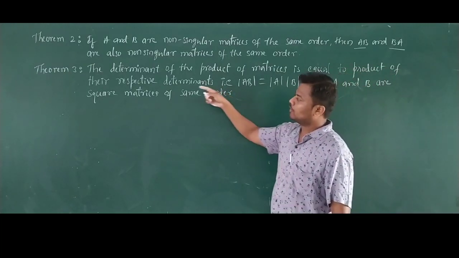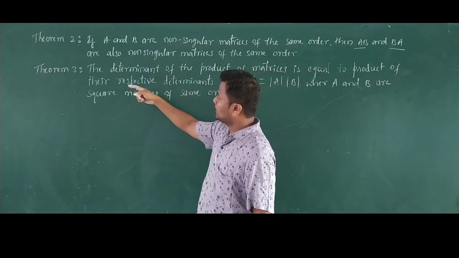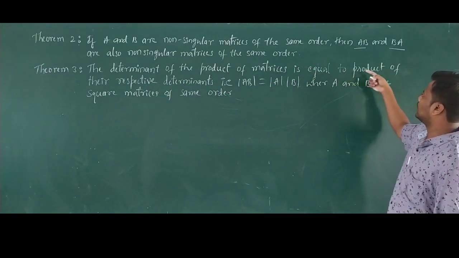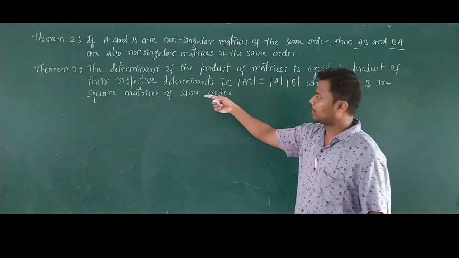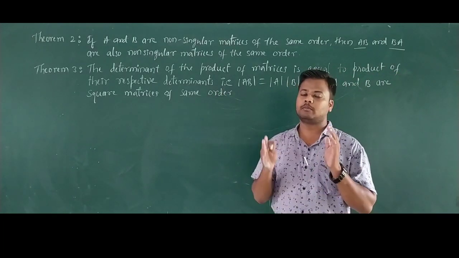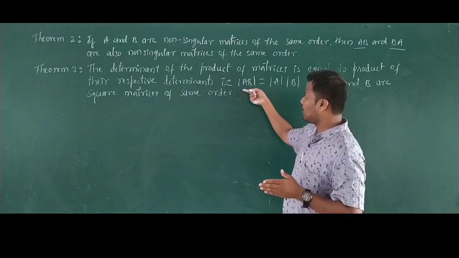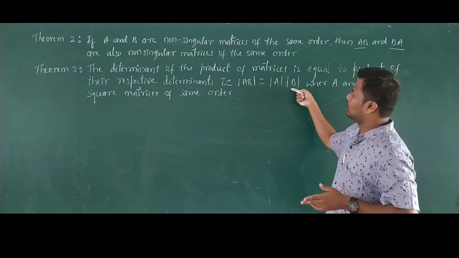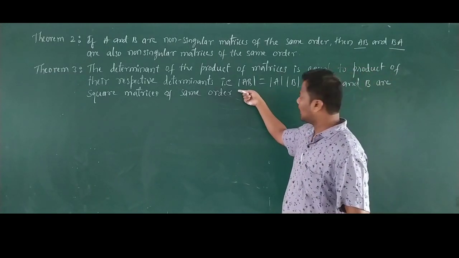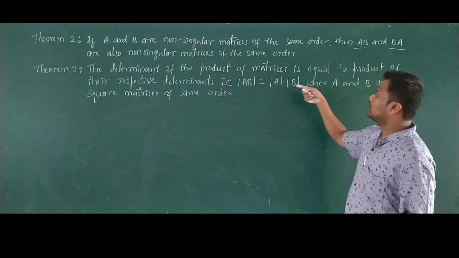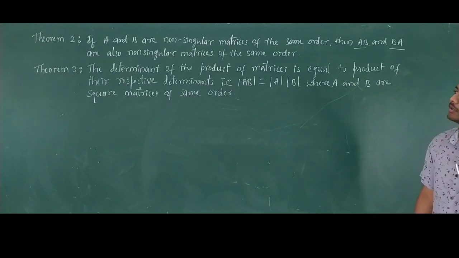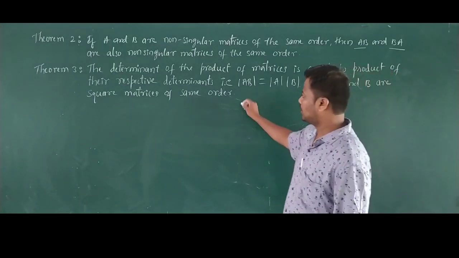Okay. Theorem 3: the determinant of the product of matrices is equal to the product of their respective determinants. The determinant of AB equals determinant of A into determinant of B, where A and B are square matrices of the same order. Note down.